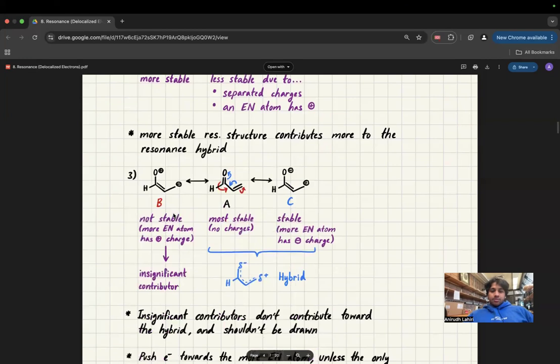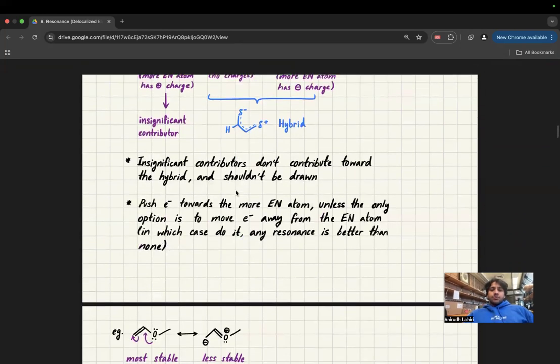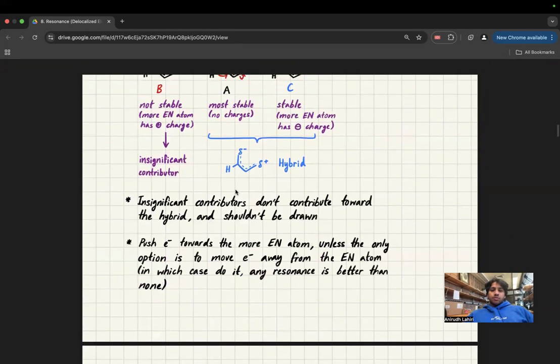Okay. This is not stable because the more electronegative atom has the plus, and we have a negative on this position. This is most stable because there's no charges. This is stable, but not as stable. It's more stable than this because at least the negative is on the electronegative atom, but this is the most stable because it's both neutral and it has full octets and no formal charges. Okay, insignificant contributors don't contribute towards the hybrid and shouldn't be drawn.